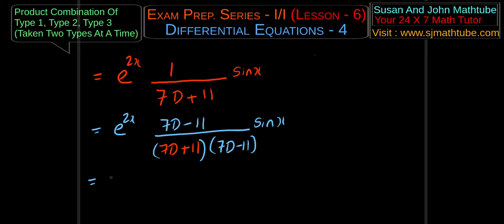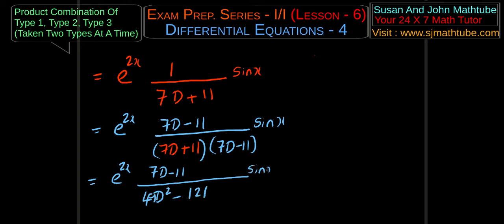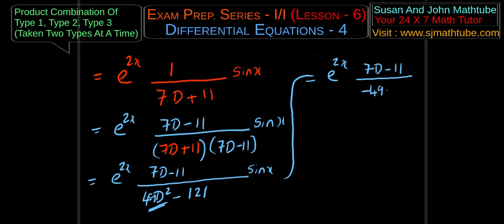And you know the intention. e to the power 2x (7D minus 11) the whole divided by 49D square minus 121 of sin x. Again replace D square with minus 1. Now I am not going to explain the reason because you know the reason. So e to the power 2x (7D minus 11) the whole divided by minus 49 minus 121 of sin x.